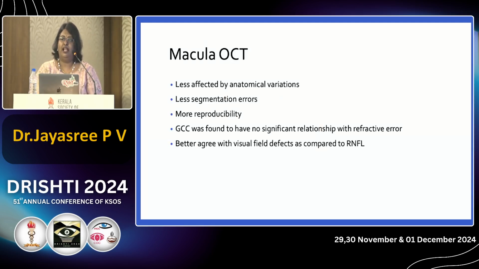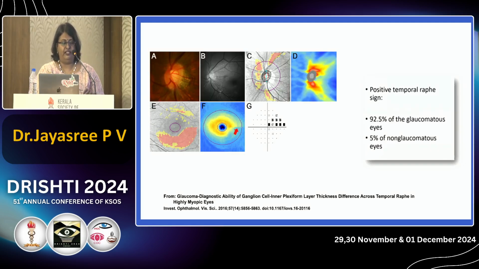Macula OCT is another promising tool because it is less affected by elongation of the globe and it is more reproducible. And for GCC, with the temporal raphe, that horizontal demarcation where you lose GCC and it is horizontally demarcated, it is called temporal raphe. If you see a temporal raphe, it is highly possible that it is a glaucomatous eye.